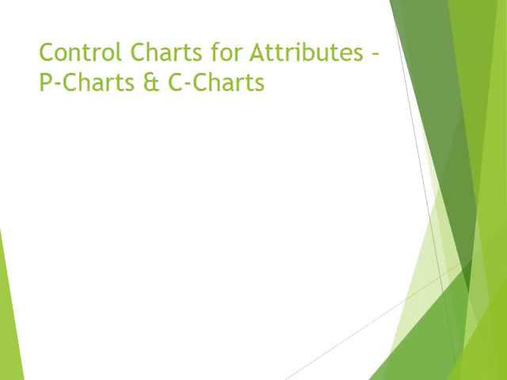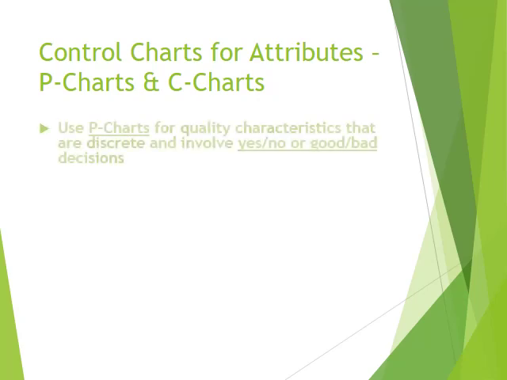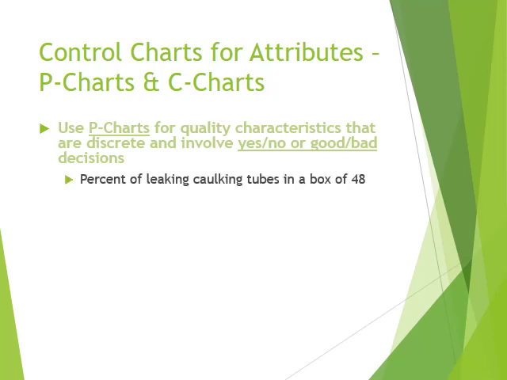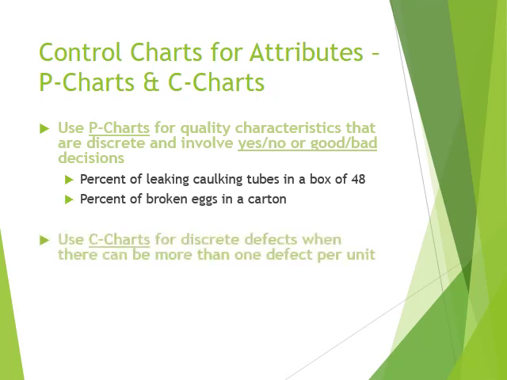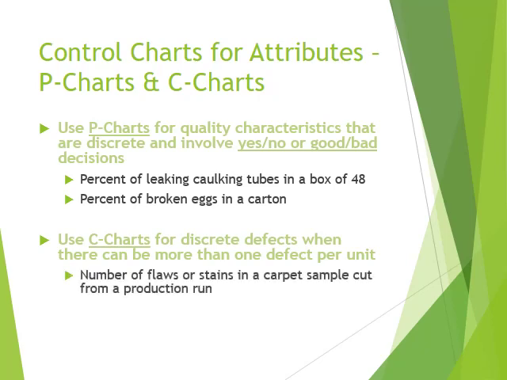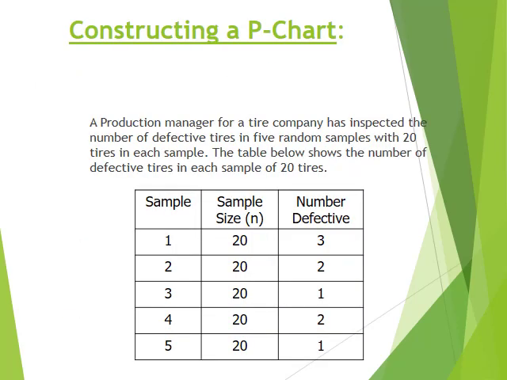Next, control charts for attributes: P charts and C charts. P charts are used for quality characteristics that are discrete and involve yes or no or good or bad decisions, such as percent of leaking caulking tubes in a box of 48, or percent of broken eggs in a carton. Also, use C charts for discrete defects when there can be more than one defect per unit, such as the number of flaws or stains in a carpet sample cut from a production run, or the number of complaints per customer at a hotel.